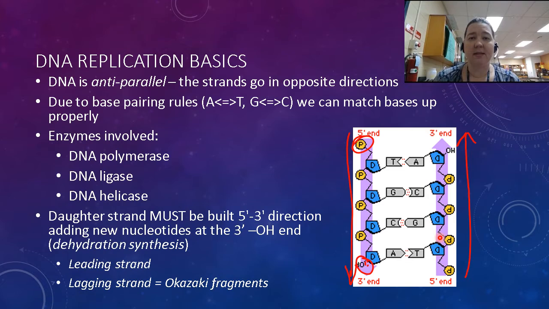There are three main enzymes that we're going to talk about. DNA polymerase. Now there are multiple polymerases, but we're only going to talk about them as a whole. DNA ligase, DNA helicase. And then because of this 3' end where we have to add the next nucleotide, there are two types of strands when we're building a DNA molecule. There's the leading strand and the lagging strand.